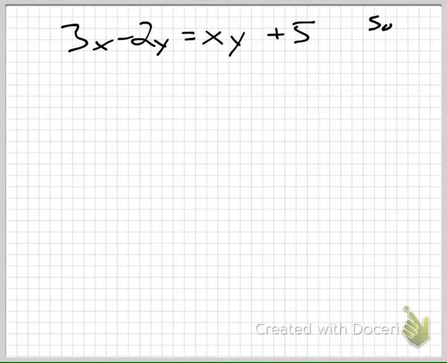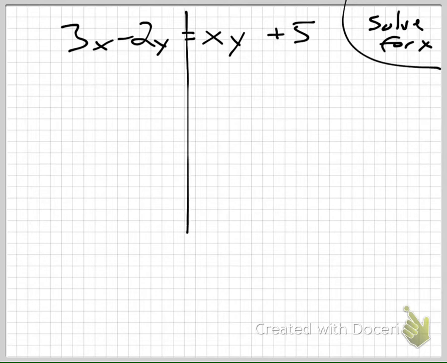Okay, I'm going to show you something else. Nasty one here. Here's a tough one. 3x minus 2y equals xy plus 5. And we're solving for x. I'm showing you this. You're not doing it. So just watch. We're solving this for x.